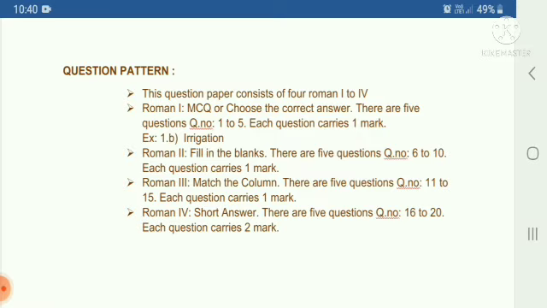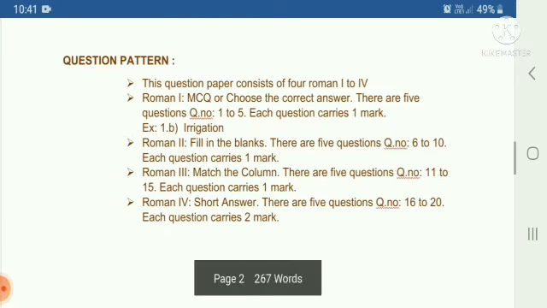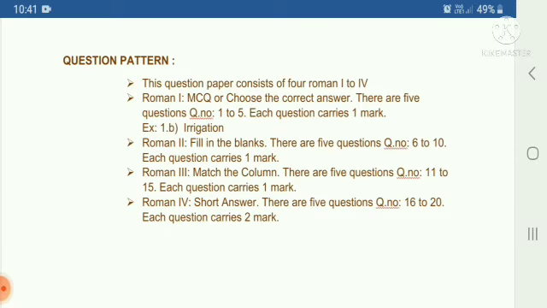Okay, dears. Roman number 2, fill in the blanks. There are 5 questions, question number 6 to 10. Each question carries 1 mark. Students, you are expected to write only the answers alone with correct question numbers. Both Romans, Roman number 1 and Roman number 2, in each Roman you are expected to write only the answers alone with the correct question number.